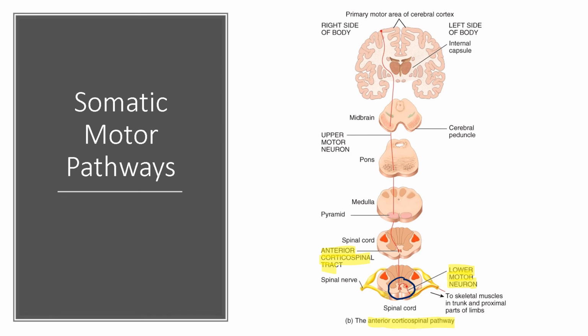This pathway, just like the lateral cortical spinal pathway, will still travel through the internal capsule in the brain, down through the cerebral peduncle in the midbrain, and through the pyramids of the medulla. It's just going to decussate at the level of the spinal cord where it exits. Axons of the lower motor neurons will then exit the cord of the anterior roots of the spinal nerves, and they're going to terminate in skeletal muscles that control movements of the trunk and the proximal parts of limbs. So the anterior cortical spinal pathway is controlling the proximal parts of limbs.